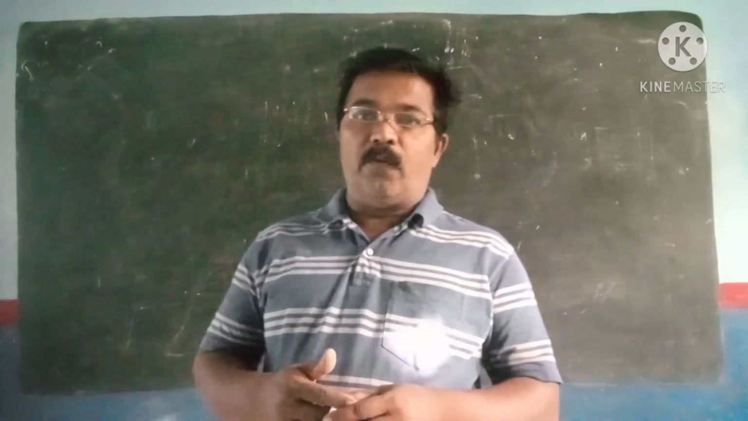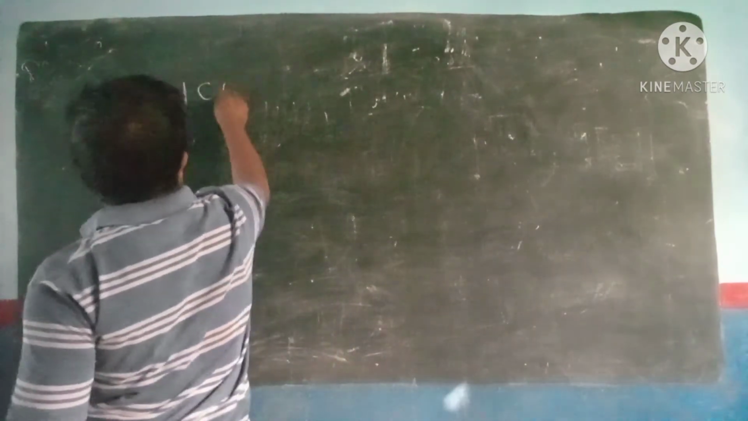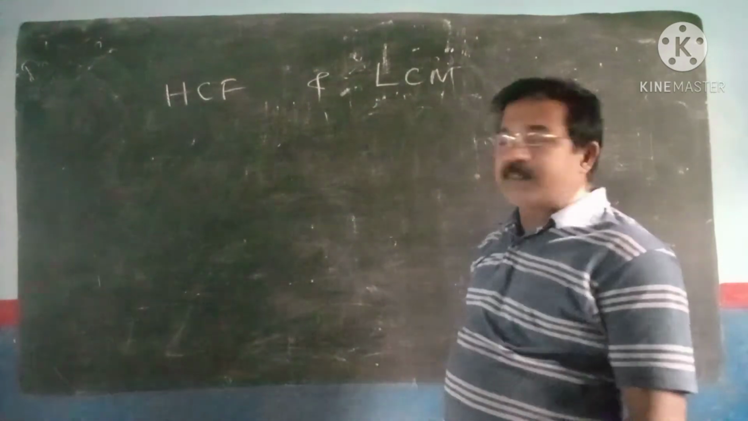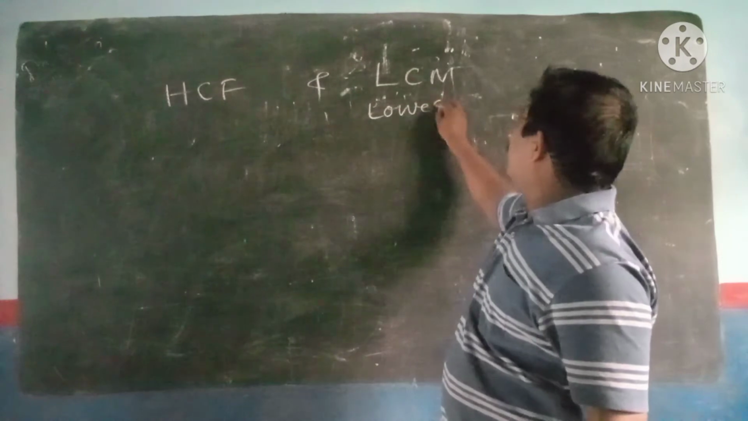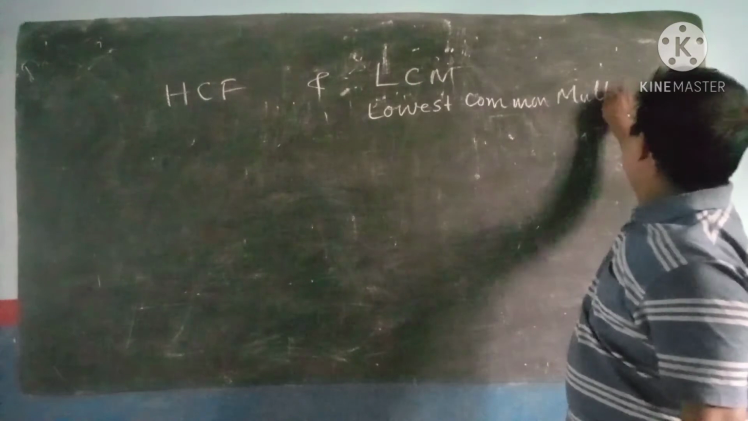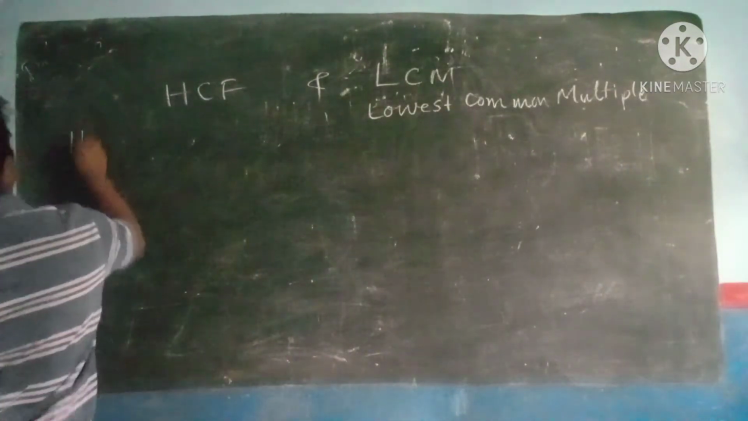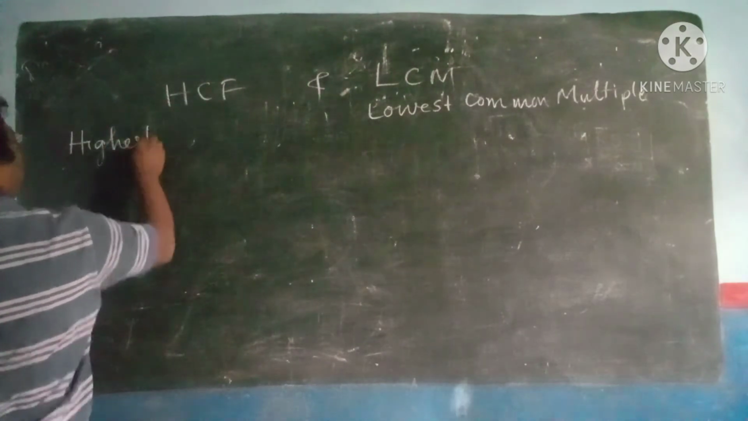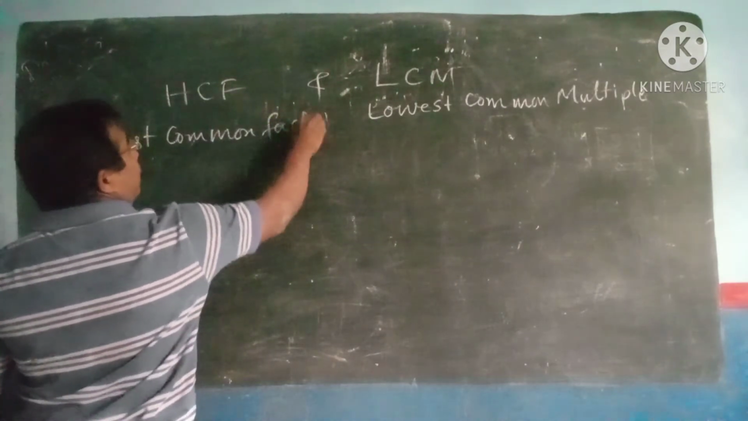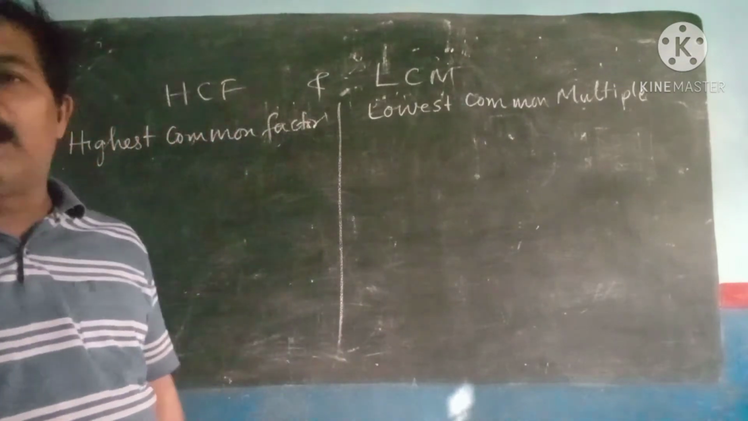In the previous class we learned about HCF and LCM. What is HCF and LCM? The full form of LCM is lowest common multiple, and the full form of HCF is highest common factor. Highest common factor and lowest common multiple.